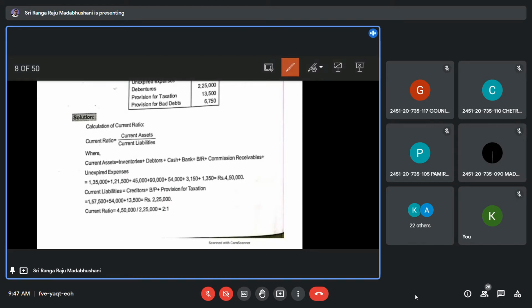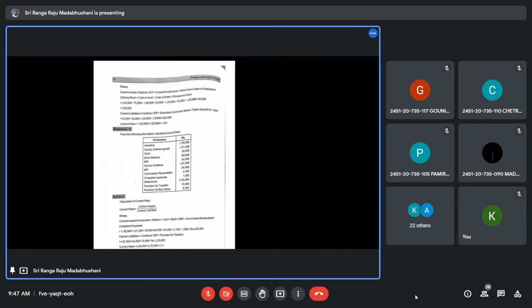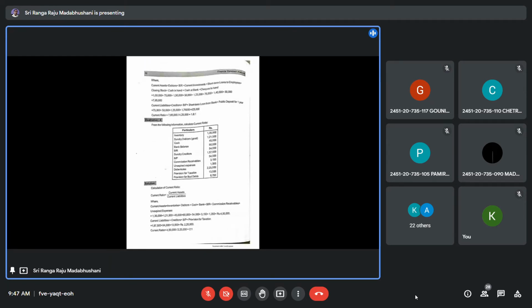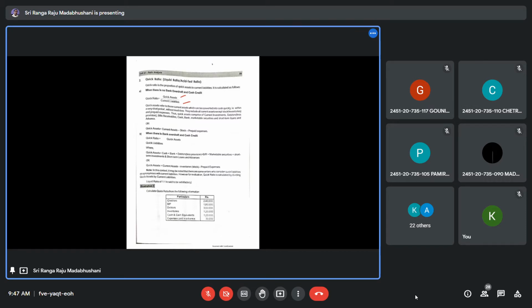Commission receivable and unexpired expenses, all these are assets. See in the question also, all assets are given on one side, all liabilities on the other side. It's very easy to find out. If it is mixed, jumbled, then you have to think somewhat. So creditors liability, bills payable liability, current liability, provision for taxation liability. So 4,50,000 by 2,25,000, ratio is 2 is to 1. It's an ideal ratio. Firm is in good condition. So the liquidity position of the firm is satisfactory.